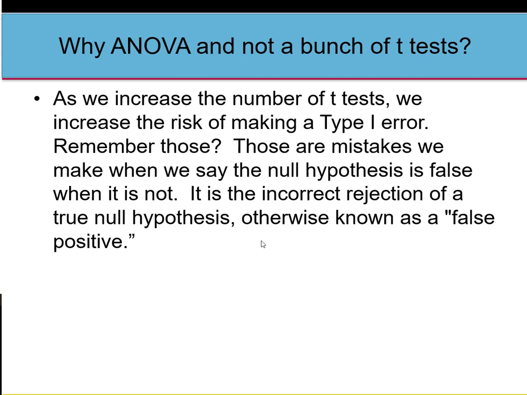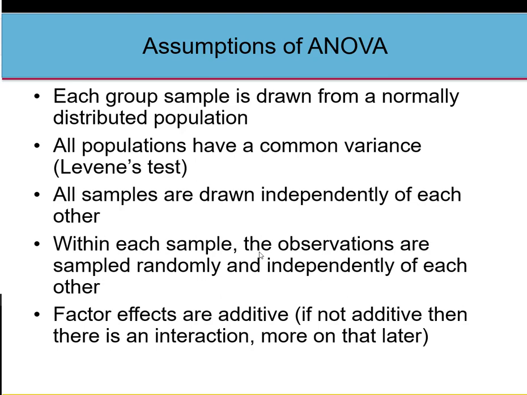So we could make errors if we just do a t-test between group 1 and 2, and then a t-test between group 2 and 3, and then a t-test between group 1 and 3. We have an inflation of risk to make a type 1 error, so we do this calculation, this ANOVA, in order to eliminate that risk.